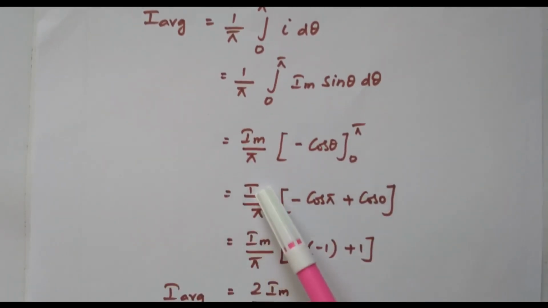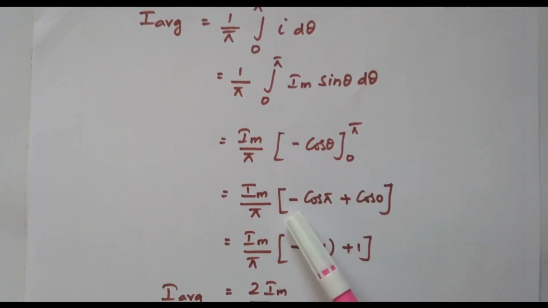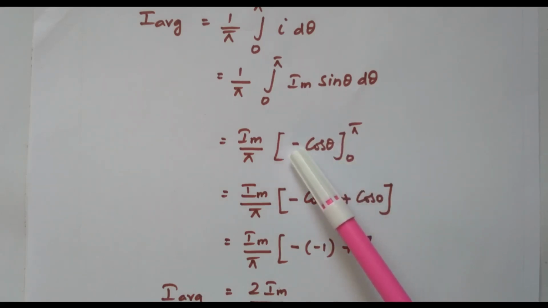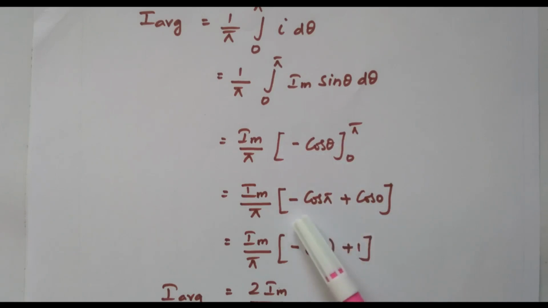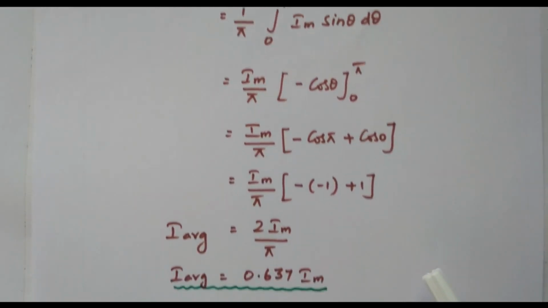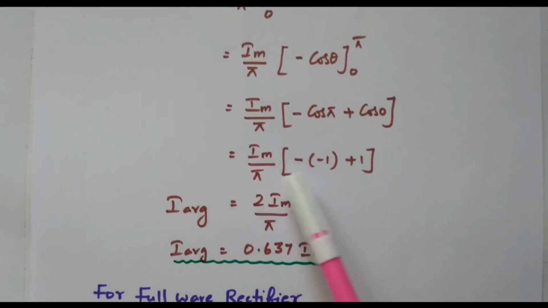Now substitute the limits, Im by pi. Substitute the upper limit, already one minus is there, minus cos pi. While substituting the lower limit, one minus will be there, and since one minus is already there, it becomes plus. Minus cos pi plus cos 0. So Im by pi times minus cos pi, which is minus 1, plus cos 0, which is plus 1. Minus of minus 1 becomes plus 1, so 1 plus 1 is 2. 2 Im by pi. By simplifying, 2 by pi is 0.637 Im. I average equals 0.637 times Im.